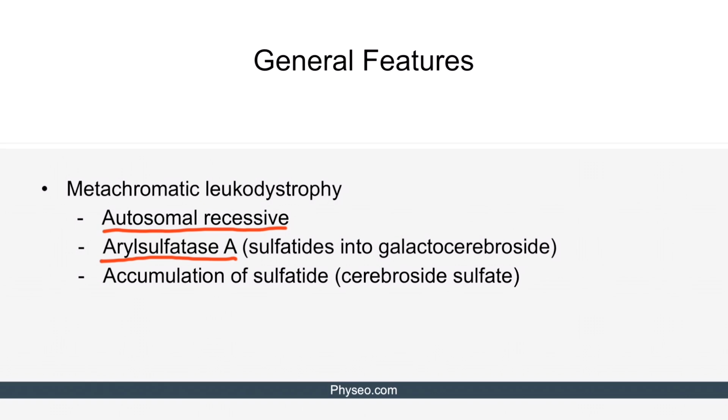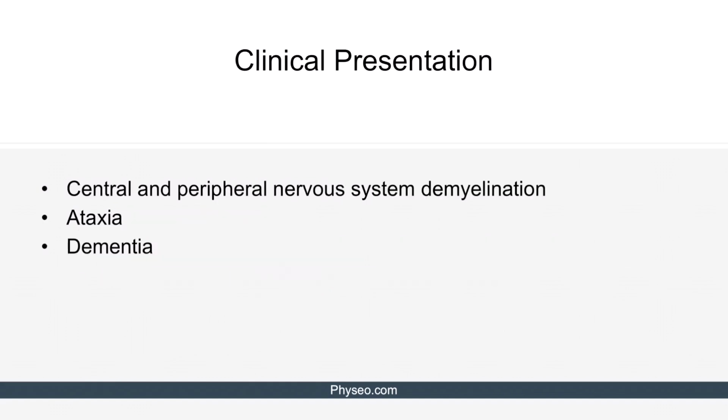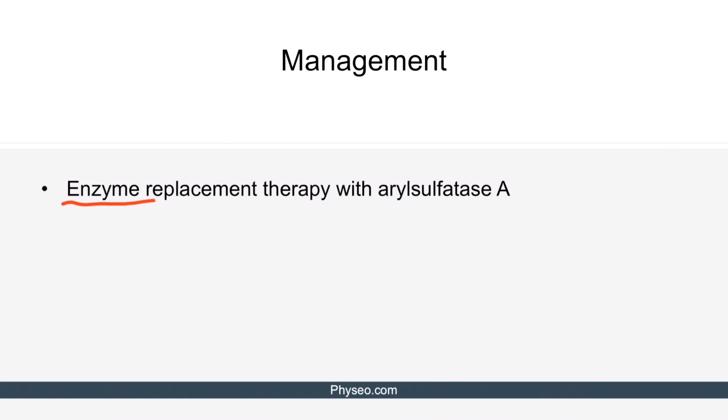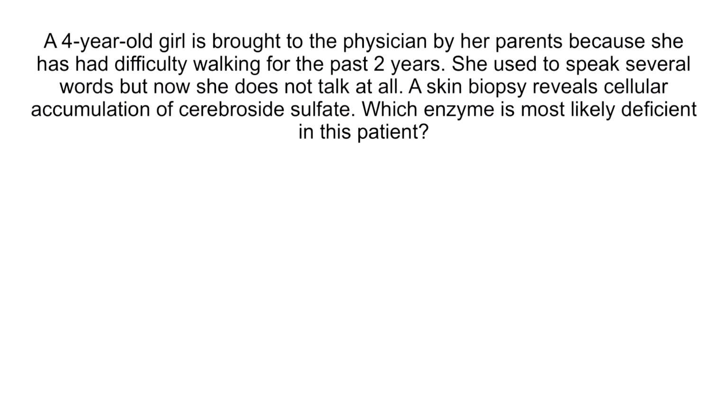Aryl sulfatase-A normally converts sulfatides into galactocerebroside. Therefore, metachromatic leukodystrophy is characterized by the accumulation of sulfatides, such as cerebroside sulfate. The clinical presentation is characterized by central and peripheral nervous system demyelination, ataxia, and dementia. Management includes enzyme replacement therapy with aryl sulfatase-A. All right, let's wrap up with one final question.